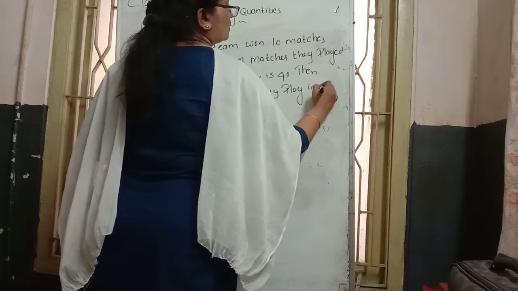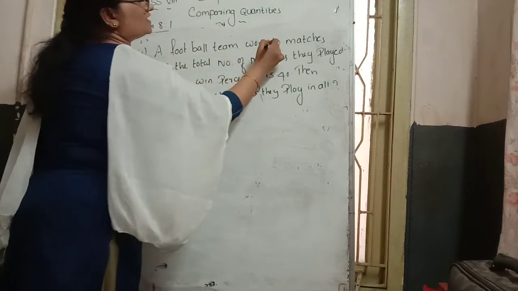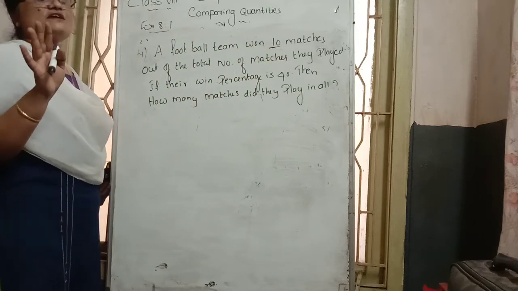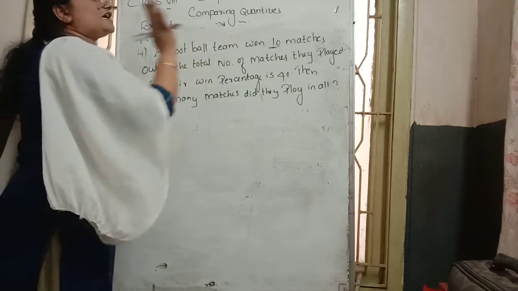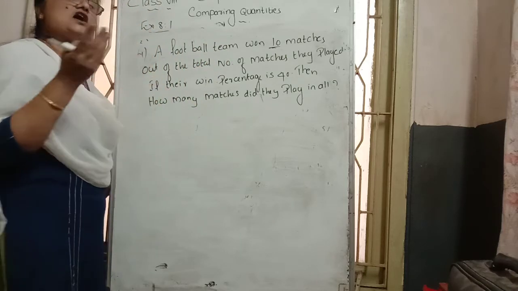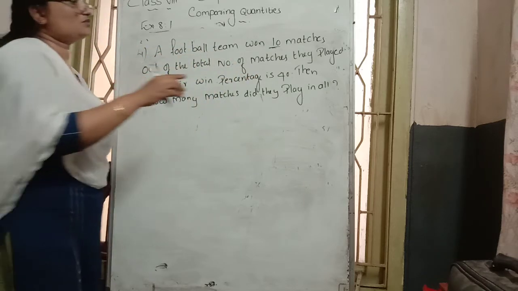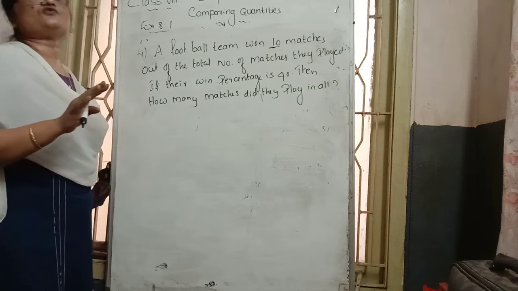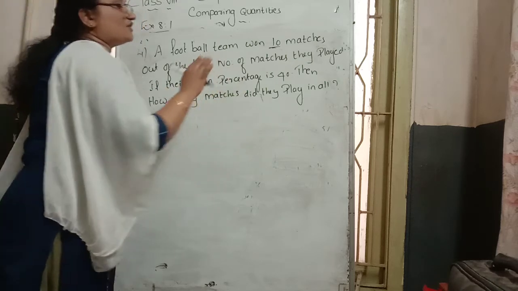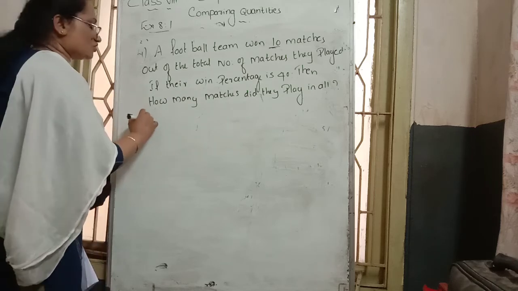Play in all. So question C: a football team won how many matches? 10 matches. They played some games, and in those games, 10 matches they won. The question asks how many. The winning percentage is also given. How much percentage did they win? 40% they won. The question asks to find out how many matches they played. That is the meaning of that question.